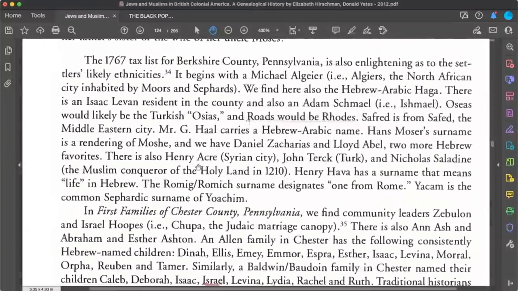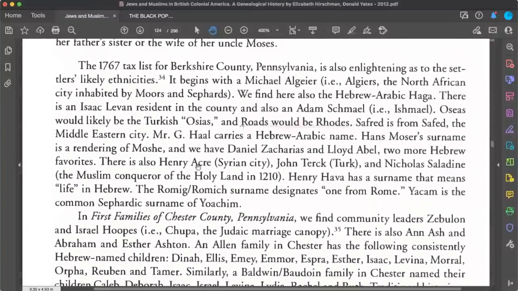Now, continuing with the book, it says that the 1767 tax list for Berkshire County, Pennsylvania, is also enlightening as to the settlers' likely ethnicities. It begins with a Michael Algier.